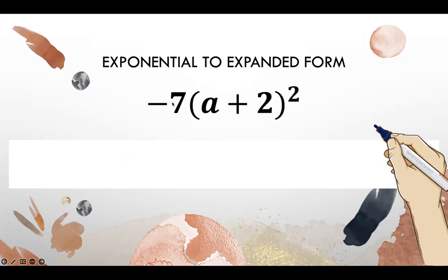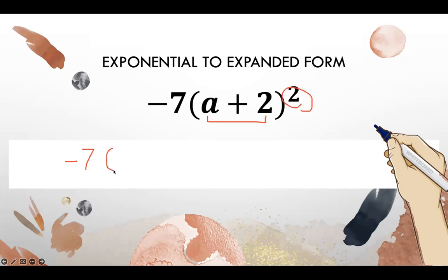Next, negative 7 times the quantity of a plus 2 squared. Okay, so let's proceed to expand this number. So is negative 7 being raised by an exponent? No, right? So we can just simply copy it, negative 7. So our base in this number is a plus 2. It is because a plus 2 is enclosed in a parenthesis. So meaning to say, a plus 2 is being repeated twice.